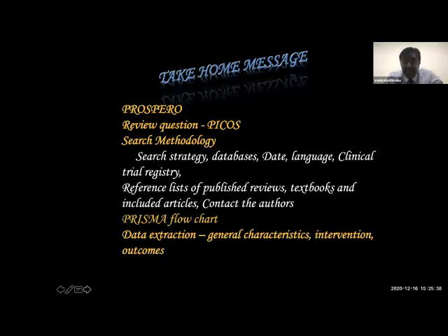PRISMA flowchart is very important. As I told you, you have to mention the reasons for exclusion after reading the full text as well. Then finally, the data extraction. I told you general characteristics or details about the participants, intervention and outcome have to be captured. Okay.